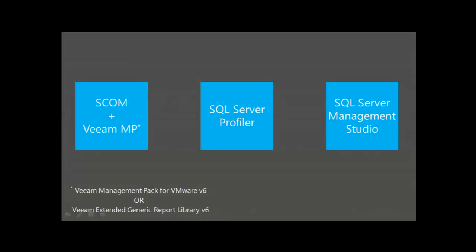I'm going to show you how to do that for every single Operations Manager installation, regardless of whether you have bought the Veeam management pack for VMware or not. So to do that, all you need is COM plus VMware MP. That could be Veeam management pack for VMware v6 or Veeam extended generic report library v6, which is free and will be released in upcoming days, in a day or two, or probably 3, I don't know. Plus SQL Server Profiler, plus SQL Server Management Studio, which is the most complex tool in this set of tools.